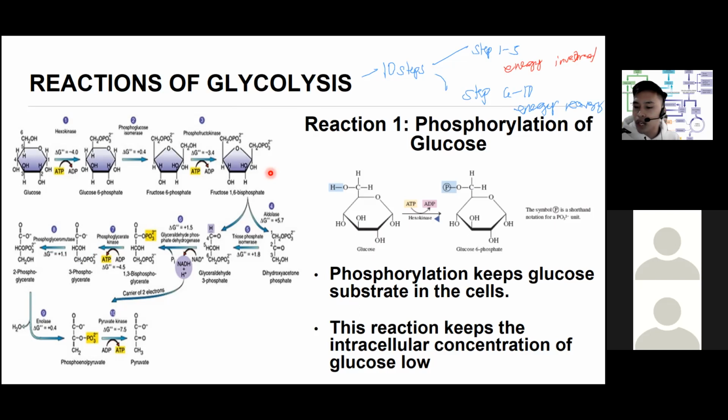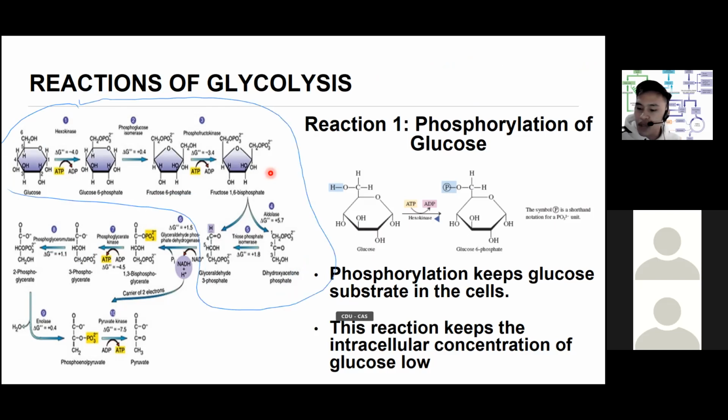Okay, try to look at step 1 to step 5, class. Any of these steps. You would notice that in order for the steps to occur, you would need to add a phosphate group to glucose, correct? So where do we get the phosphate that we add in these steps? We get this from ATP. That's why steps 1 to 5 are known as the energy investment phase.